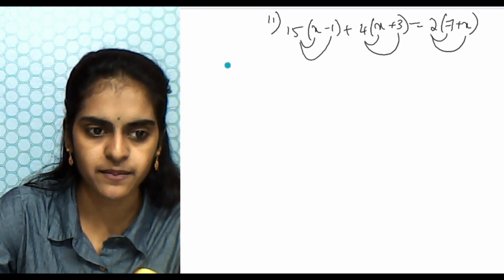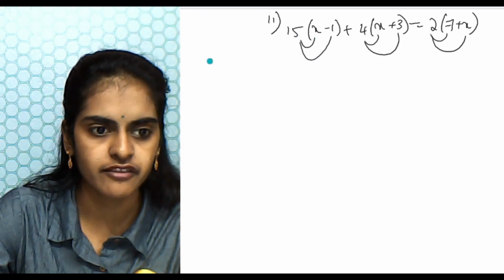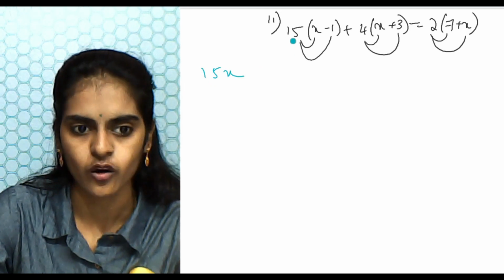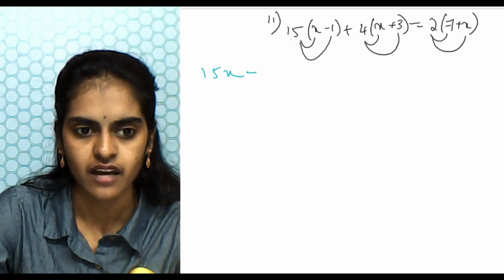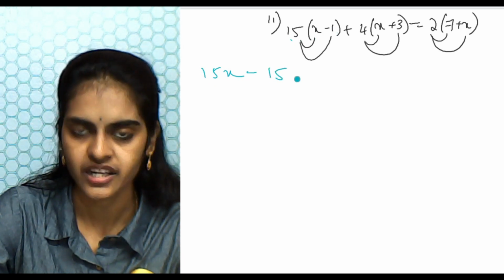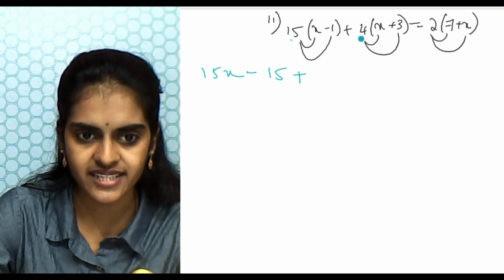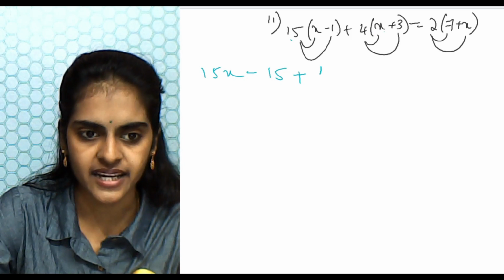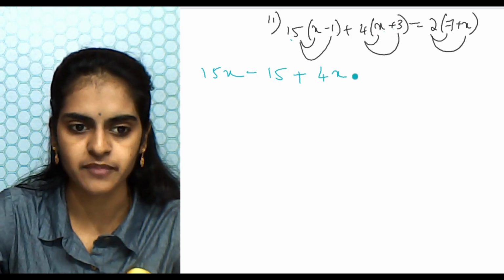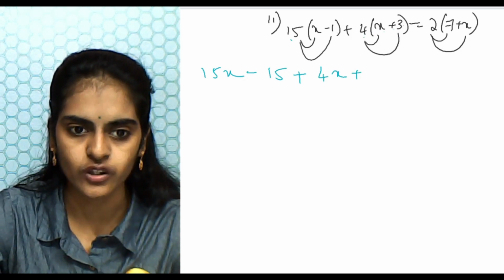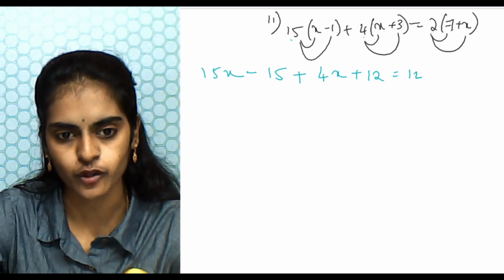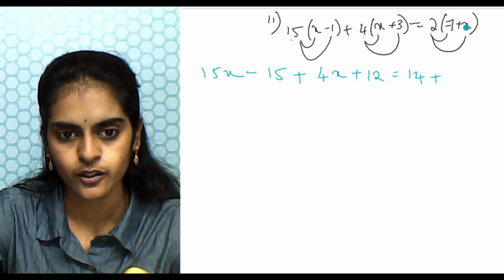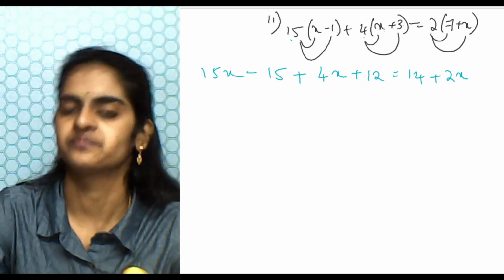So 15 multiplied by x is nothing but 15x. Okay, 15 multiplied by x is 15x. You have minus, write minus 15 ones are 15. Okay, then you have plus, write plus. Then 4 multiplied by x is 4x. Then you have plus here, write it again. So 4 3s are 12, is equal to, now 2 7s are 14, plus 2 times x is 2x.